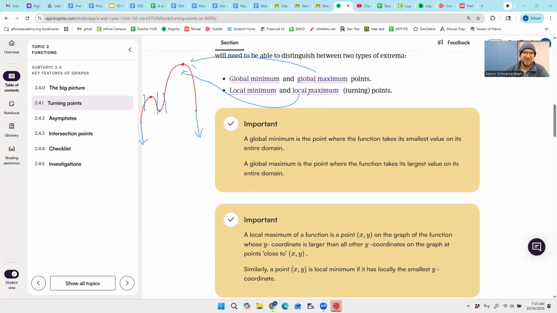Any maximum is a local maximum. So even if it's global, it's also local. This one has a local min. It does not have a global min. I'm not just looking at what's the lowest minimum. It's is that the lowest point on the graph.